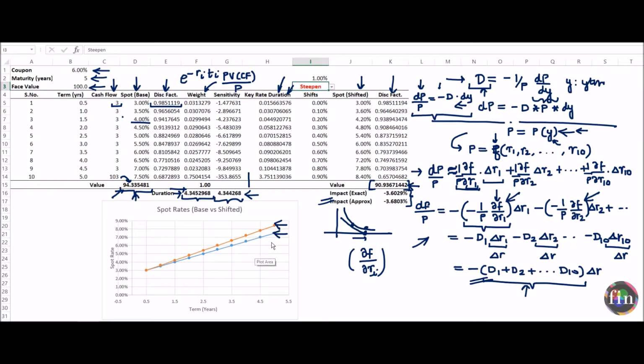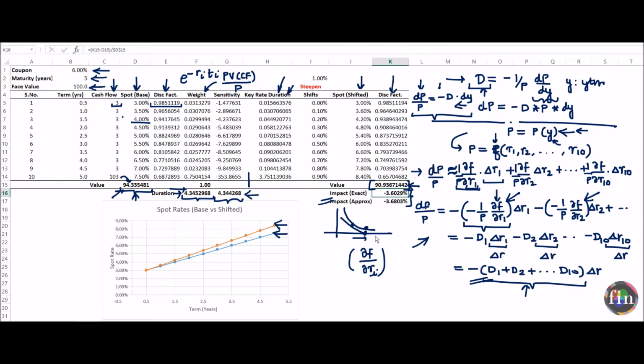To get the impact of this shift in the spot rate term structure, just pick the key rate durations, multiply each one of them with the individual spot rate shifts, something like this formula, okay? And the approximate impact that you get is given by this, okay? And see how close it is to the actual impact. Why is the actual and the approximate so close every time? Actually, they are close because my shifts are not that big.